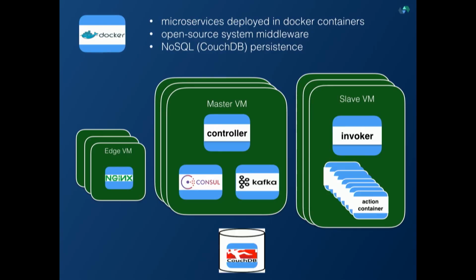So let's talk about the structure of the core runtime system. The first thing to notice is it's a Docker-based microservices architecture. The system is structured into a bunch of microservices. The two main microservices, which I'll talk about in some detail, are the controller and invoker. We use a bunch of open source middleware, which I'll talk a little bit about, for queuing and service discovery and things like that. We rely on a NoSQL database, CouchDB, for persistence, and basically use Docker as the deployment engine on top of VMs. So that's the basic structure of how everything is deployed.